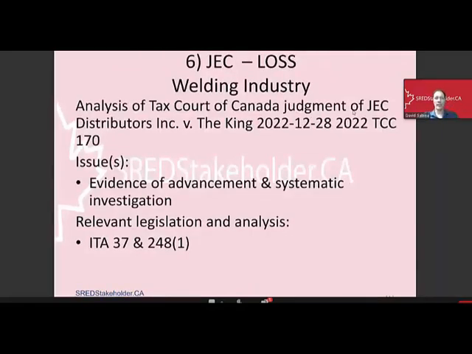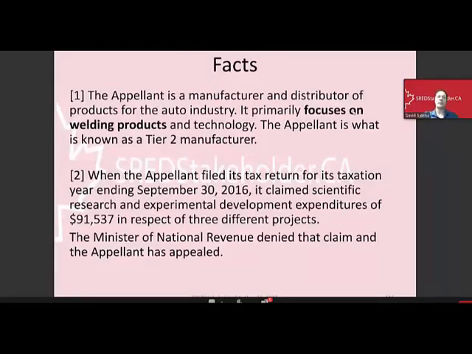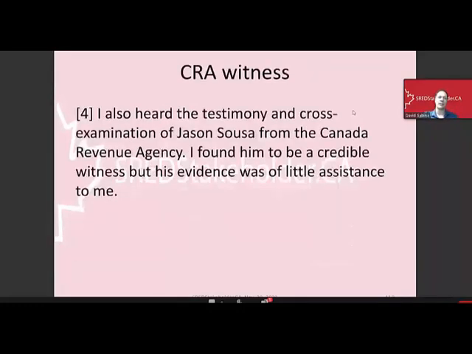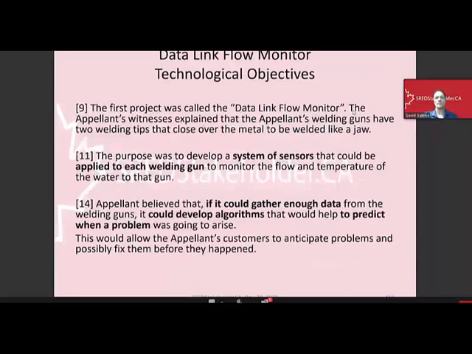The last ones, or one of the last ones we'll talk about, is in the welding industry. We had a company that focused on welding products. They had 3 appellants testify who the judge felt were technical witnesses, but again, we're not told that they had any technology backgrounds. The key question here, looking at one of the projects, is whether they could take a welding line and add a series of sensors to improve the welding process. They said if they could actually put these sensors through the system, they would also figure out whether they could predict whether a problem was going to arise.